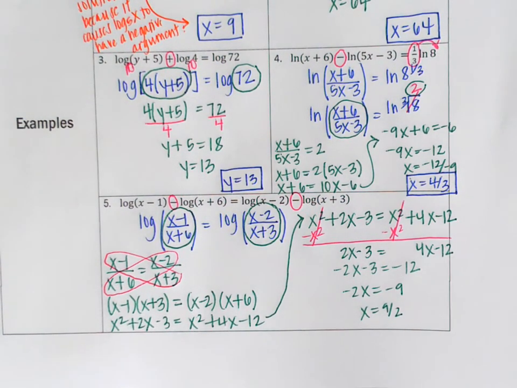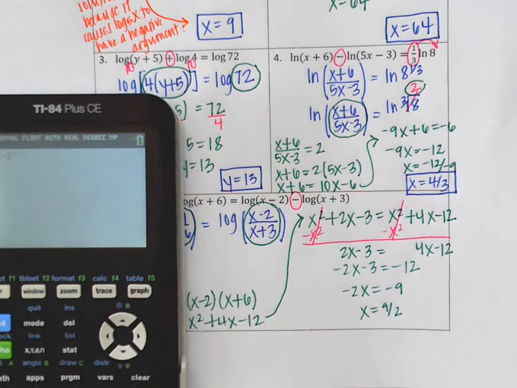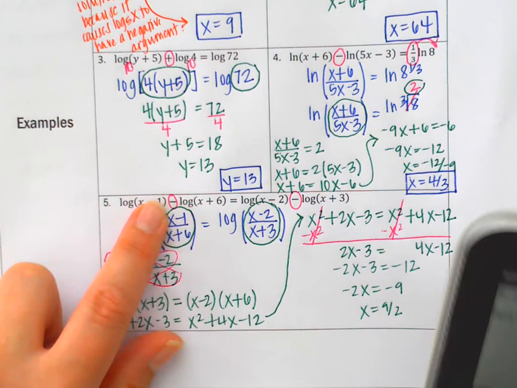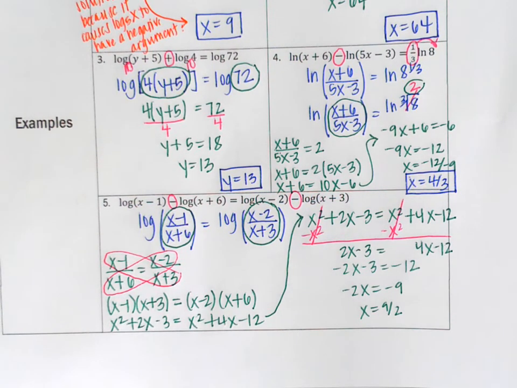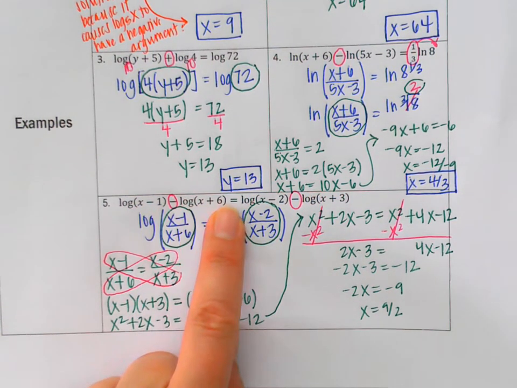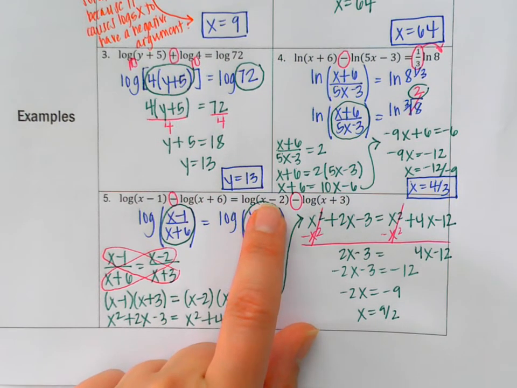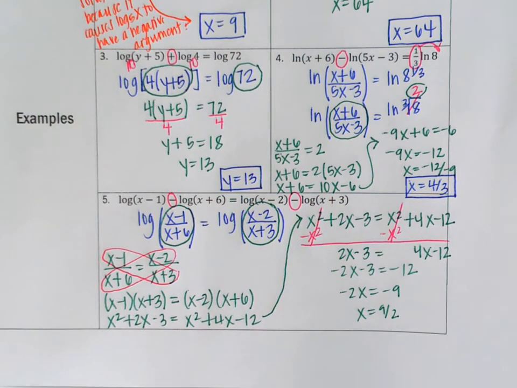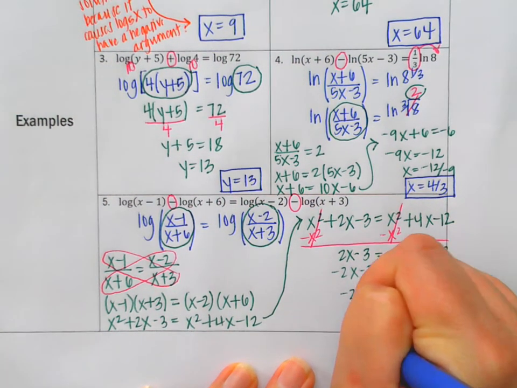And I want to double check. So what I would do is just like I did before. So 9 halves, I would store it as x. So we're storing 4.5. You could do it mentally. 4.5 minus 1 is 3.5, positive. 4.5 plus 6 is 10.5, that's positive. 4.5 minus 2, that's still positive. And 4.5 plus 3, that's positive. So my final answer is 9 halves.